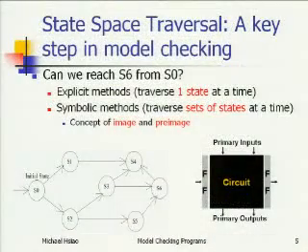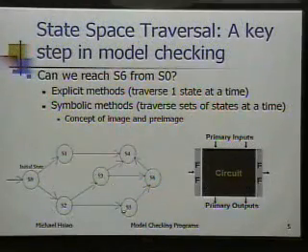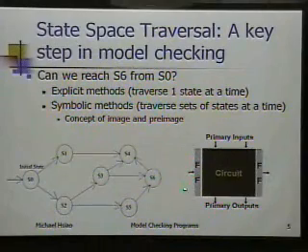Okay, so as I mentioned here, the image of S0 is S1, S2. The preimage of S6 is S3, S5, S7, right? So the image given a set of states, say 1x, 1, 1, x, x, meaning don't care. Okay, you want to find all the states that you can reach here.